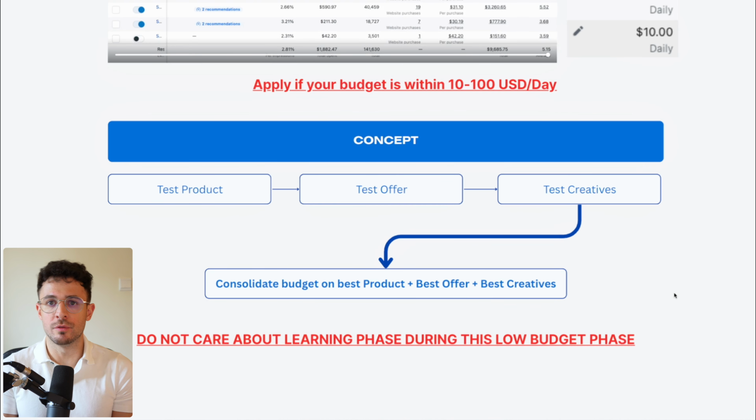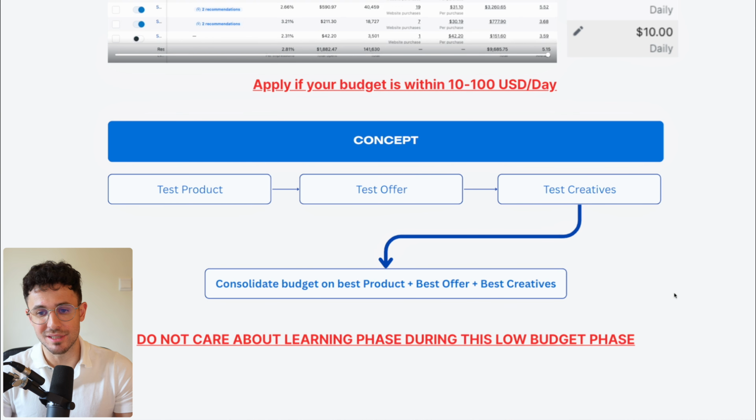The concept of this strategy is that during this phase, you need to test three main things. The first one is the product, if you sell, of course, many products, you have many SKUs. The second thing is to test the offer, like if you have a bundle, a single product offer, or any different kind of offer you might have. And the third is to test the creatives.